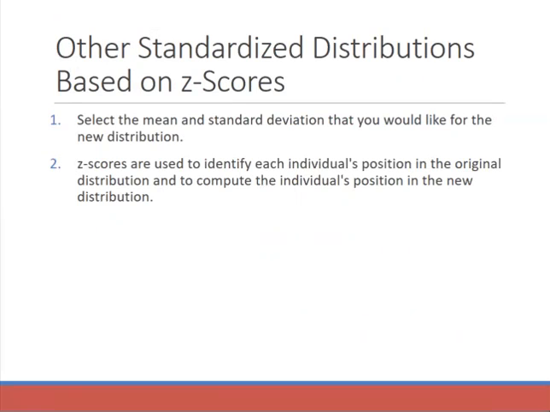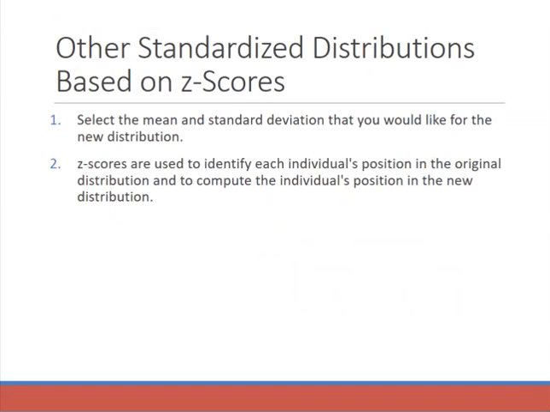So although transforming x values into z-scores creates a standardized distribution, sometimes people find z-scores kind of burdensome because they consist of many decimal values and negative numbers. Therefore, it's often more convenient to standardize the distribution into numerical values that are simpler than z-scores. So to create a simpler standard distribution, you might select the mean and standard deviation that you would like to see for the new distribution. And then we can take z-scores and convert them into a different distribution.